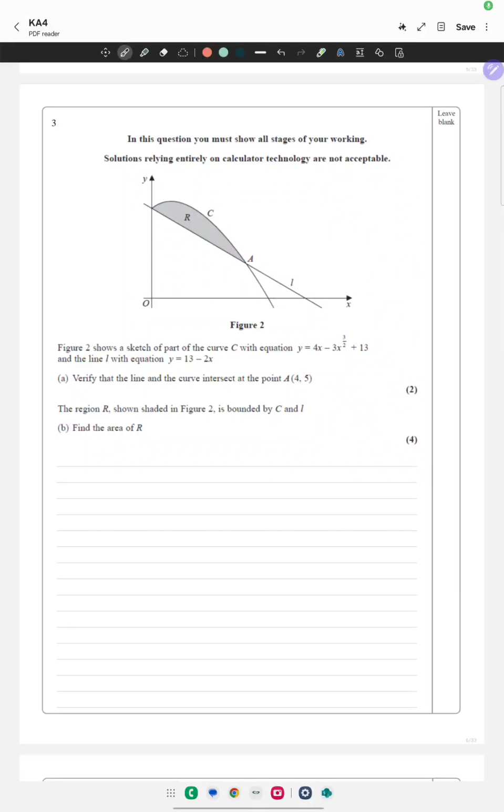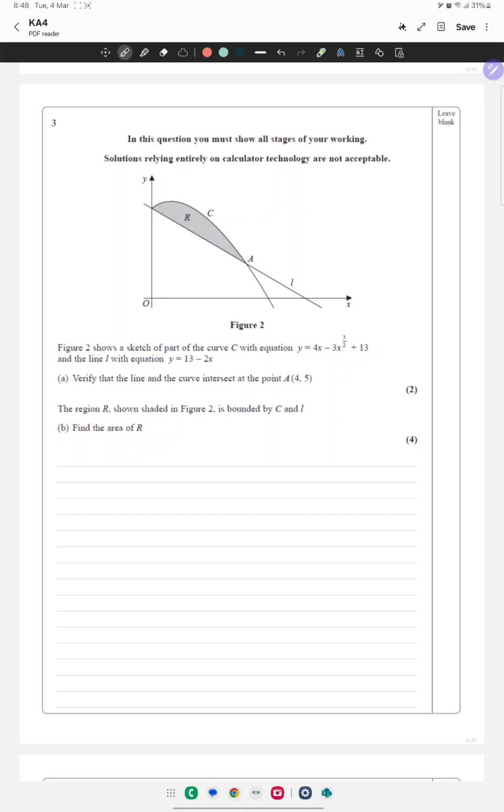Question 3 of the KA4. We've got a bit of a picture here. Figure 2 shows the sketch part of a curve C with that equation and the line with equation 13 minus 2x. Verify that the line and the curve intersect at (4, 5).